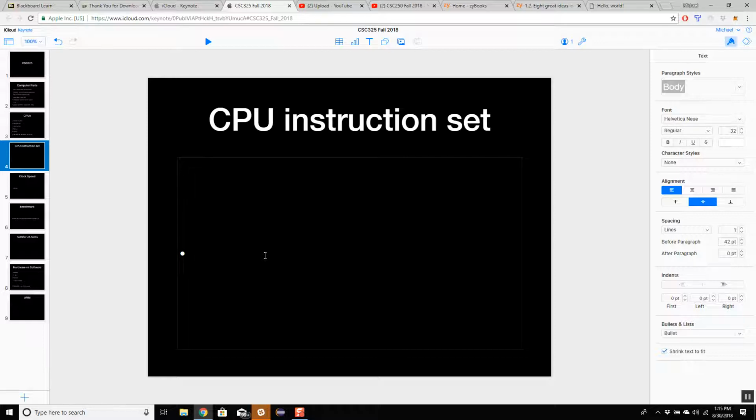Okay, so the CPU instruction set is the list of magic tricks that a particular CPU can perform when asked. Does this change? When does it change? When you get a new CPU. Likely when we get a new CPU.